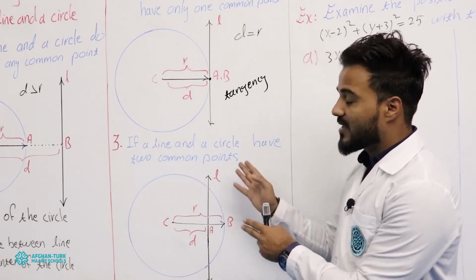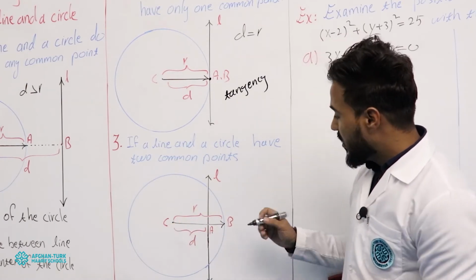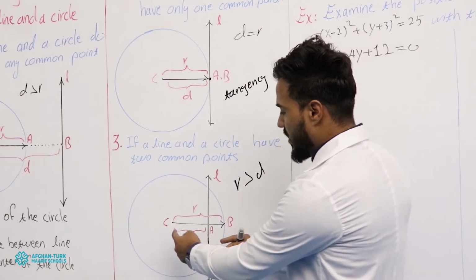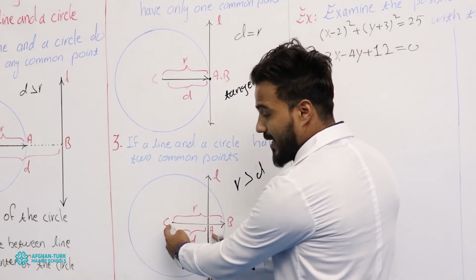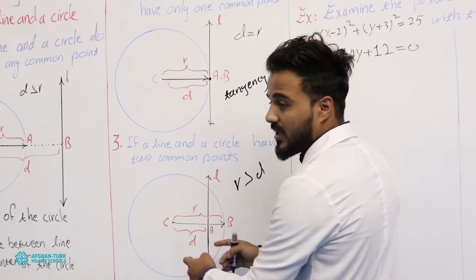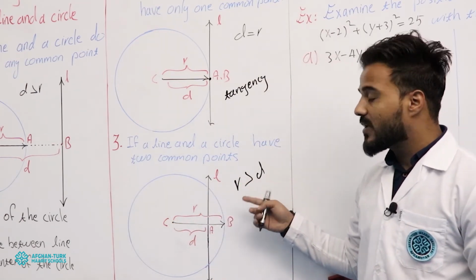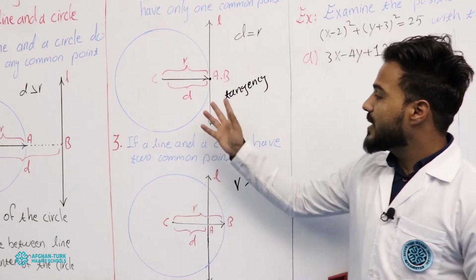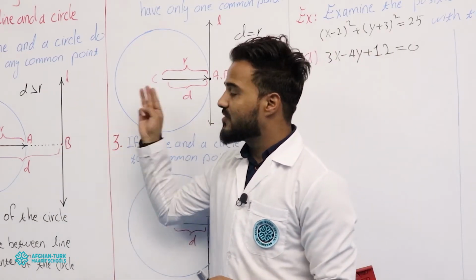Third case, if a line and a circle have two common points, at that time you can say that the line intersects the circle, and also R will be greater than D. You can see in here, from the center of the circle up to the line we have D, and this is the radius of the circle. You can see that R is greater than D. So when R is greater than D, you can say that the line intersects the circle. So dear students, from shapes we can easily identify these three cases.